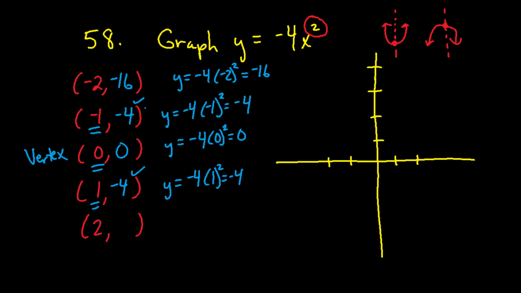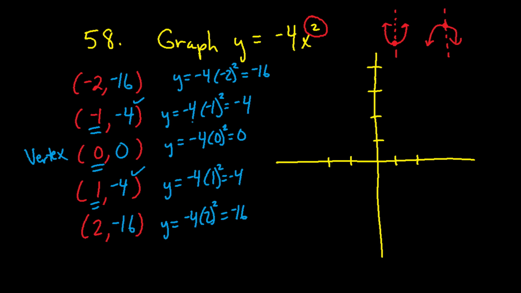So we know this will actually be the vertex, and that's important in graphing the parabola. So whenever you see two y values that are the same height, essentially, you can look at the x values and find the number right in between them, and that will be the x coordinate of the vertex, which means this is the y coordinate of the vertex. Now let's solve for this last value, negative 4 times 2 squared. Negative 4 times 4 is negative 16.